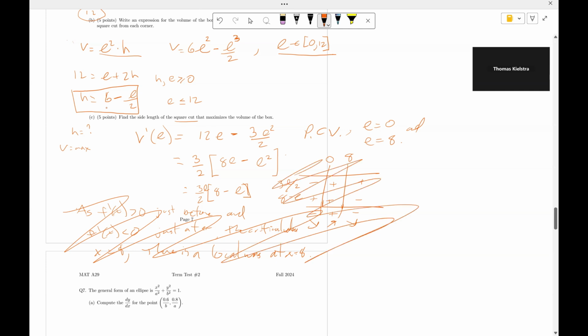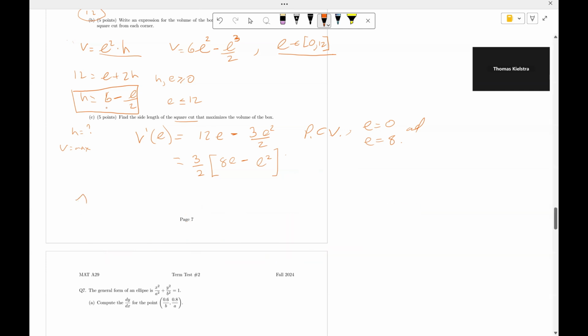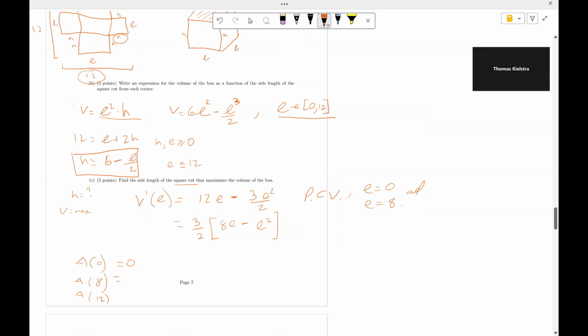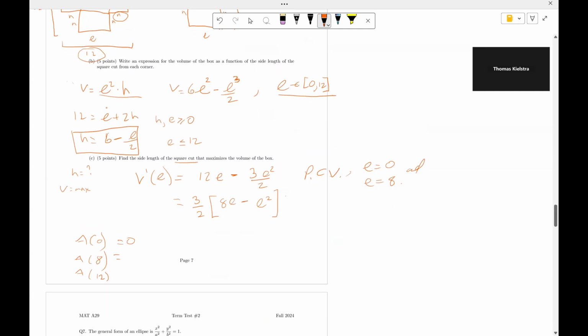Because it's a closed interval, I can simply look at a of 0, a of 8, and a of 12. And a of 0 is 0. A of 8, if we look at our original expression, is 6 times 64 minus 8 squared times 8/2, which equals 6 times 64 minus 4 times 64, which equals 2 times 64, which is 128.